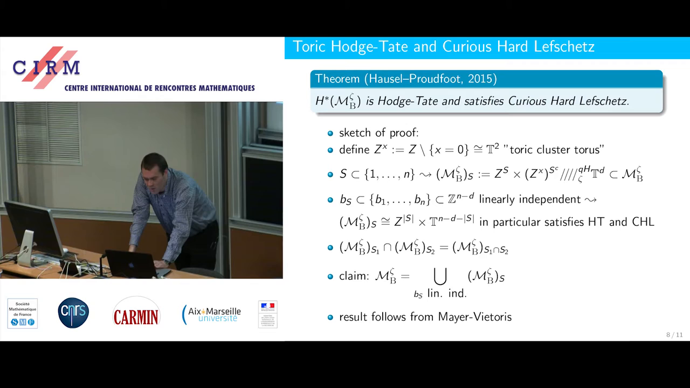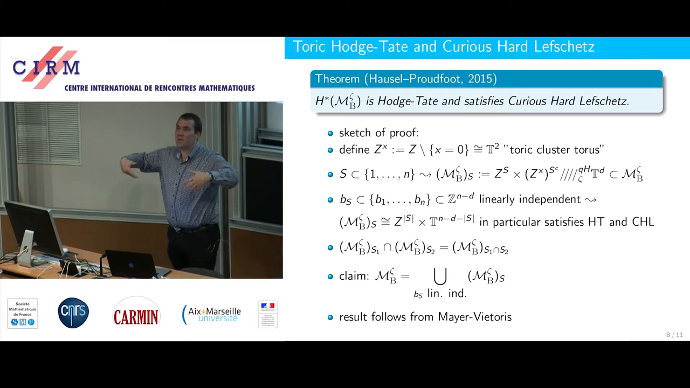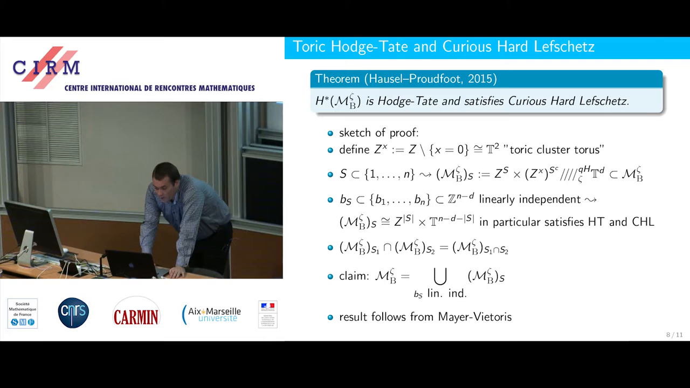In fact, it's very easy to see that Z satisfies Hard Lefschetz, curious Hard Lefschetz and Hodge-Tate, so that will imply that these open subvarieties will also satisfy this. But the combinatorics is very nice because you can control what happens at the intersections, and they will intersect very nicely. The intersection will be another example of this. And you see that on the intersections you will have Hodge-Tate and curious Hard Lefschetz. And then the final thing you have to show is that, in fact, you can cover the whole variety not with cluster tori, but with these slightly enlarged open subvarieties where you allow some of the coordinates to be not in the torus, but those coordinates you allow have to somehow come from linearly independent subsets in your hyperplane arrangement.